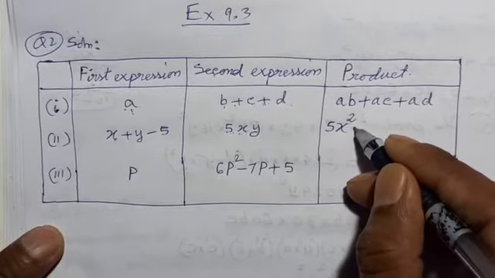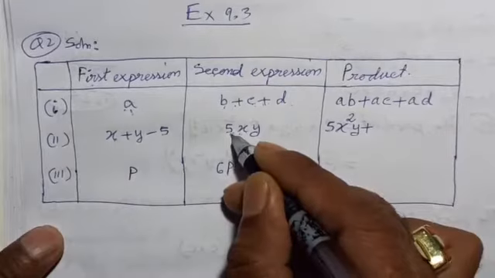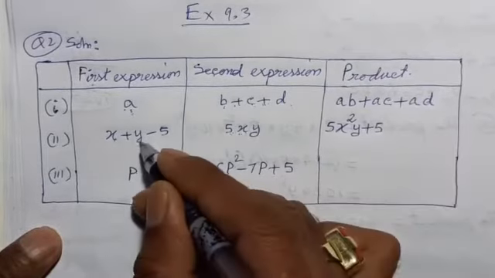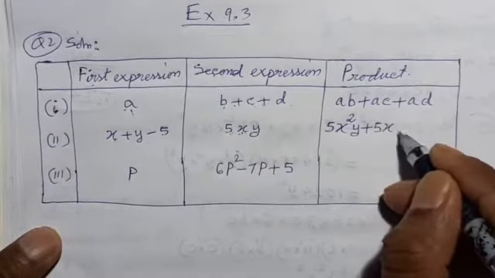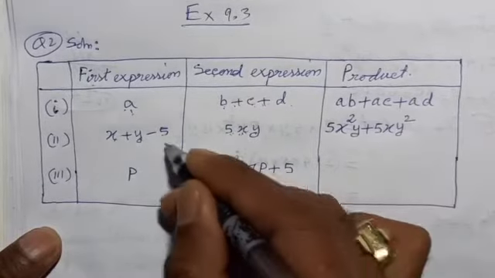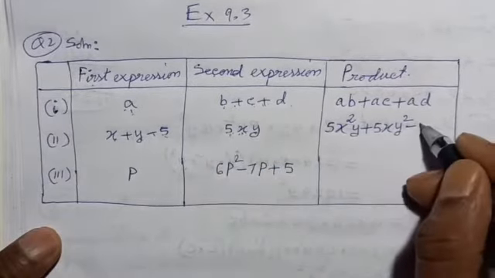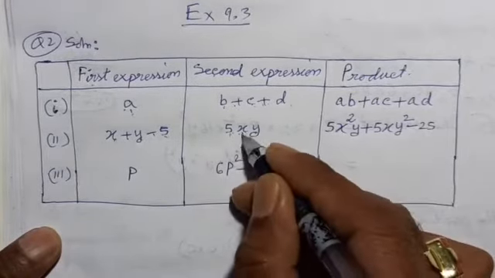After that, y. Next is plus sign. So here is 5. Next is x. Y into y, the powers are adding, then power 2. Minus sign. 5 into 5 is 25. Then xy.